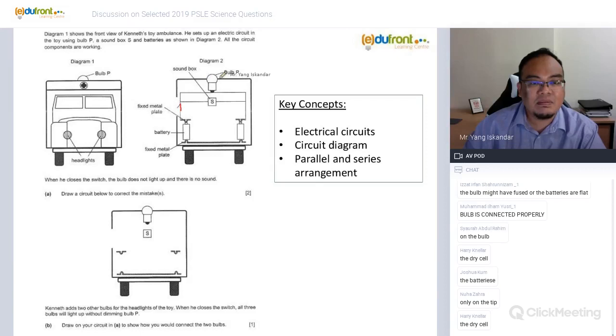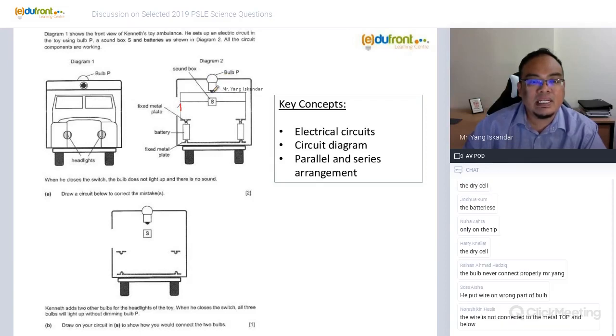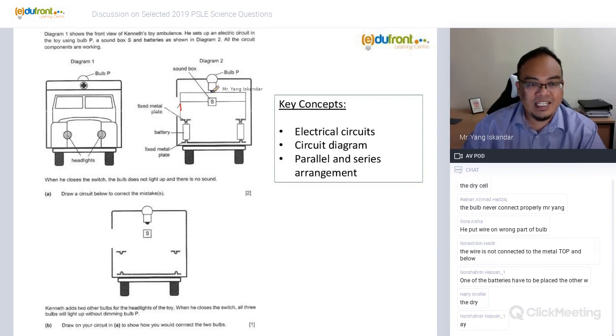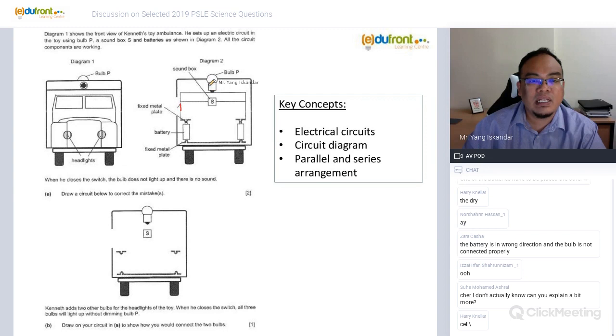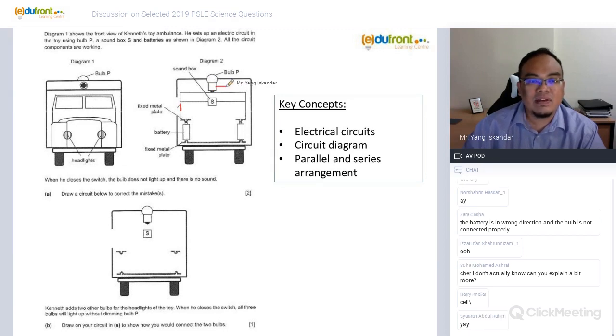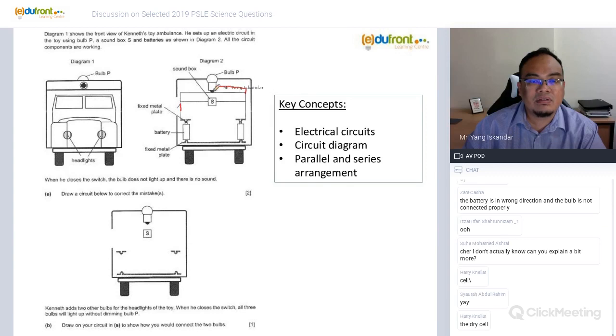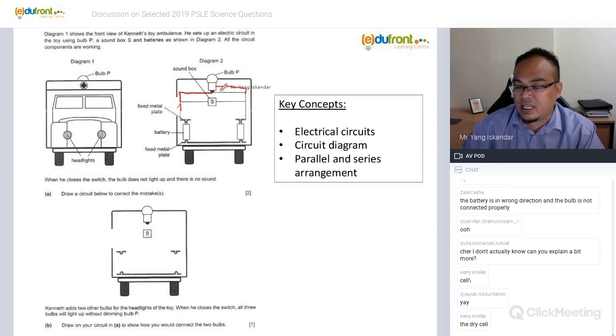Now, can you see the bulb? This wire, both of the wires are connected to the tip of the bulb. Right? We know one you must connect to the tip, the other one you must connect to the metal casing. Correct or not? So if, let's say, this one is like this, the other one must be like this. Okay, so there's one mistake.